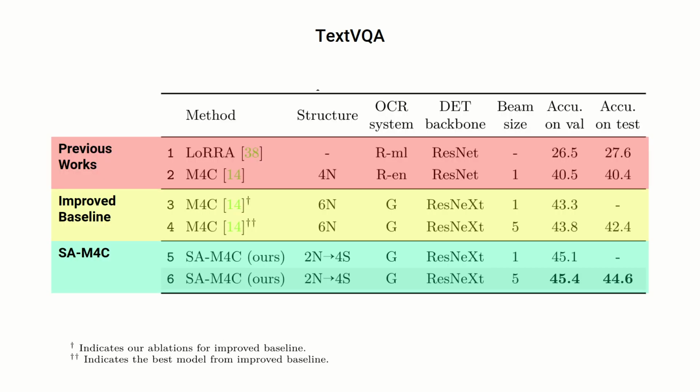We choose TextVQA as our primary testbed. We start off by improving the baseline established by M4C. We add 2 new transformer layers, switch to Google OCR, and use beam search to achieve 2% gains. Adding spatially aware self-attention layers lead to an additional 2.2% gain on the test set. Overall, we push the state-of-the-art performance on TextVQA by 4.2%.